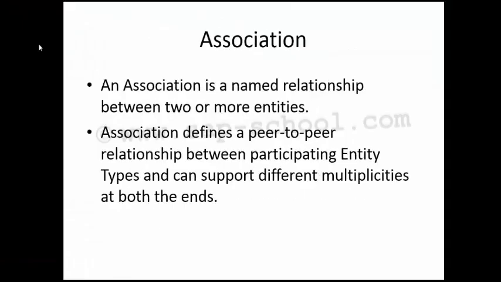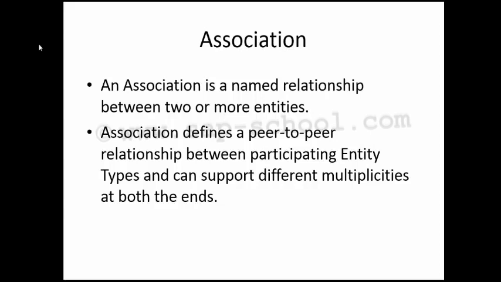So once the entity sets are done, after that we have the association. An association is a named relationship between two or more entities. My association will define a peer-to-peer relationship between participating entity types, and it can support different multiplicities at both the ends. An example of an association is the relationship between the customer and the order entities.